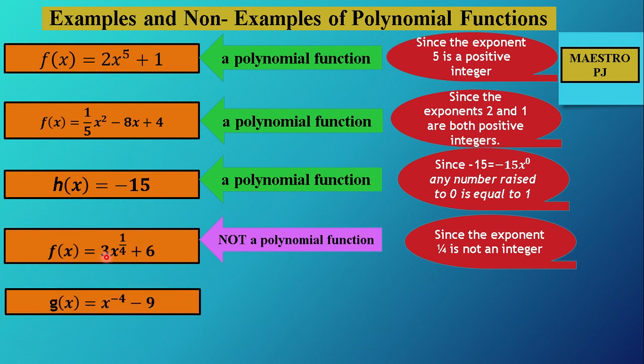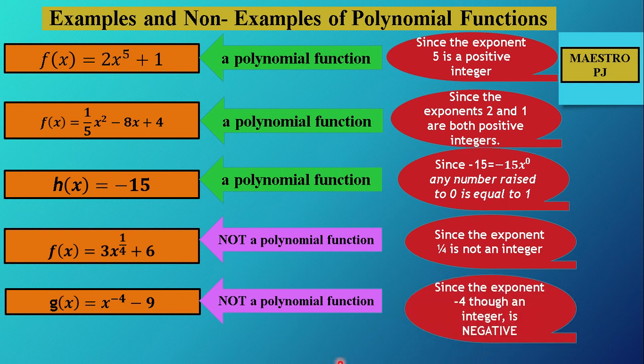For our last example, g of x is equal to x raised to negative 4 minus 9. So obviously, it is not a polynomial function since the exponent negative 4 is negative. Although integer siya, pero it is a negative integer. So hindi pa rin pwede.